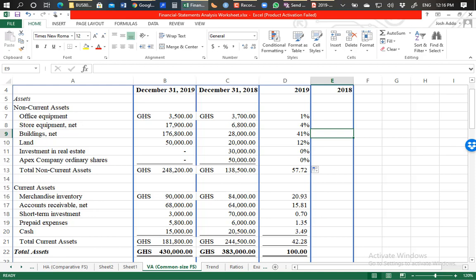Now let's see. Buildings 176,800. 176,800 compared to 43, so it's 41% of it. This one is 0% because there is no figure here. So that's how it is. That's how it is calculated.